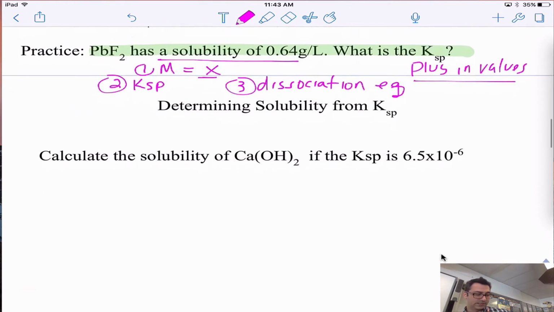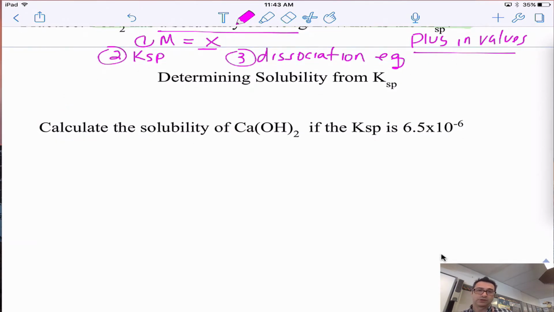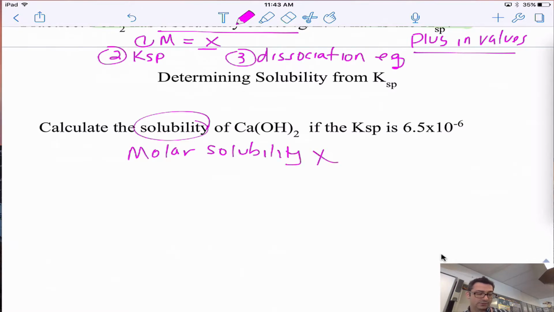Okay, determining solubility from Ksp. So now we're going the other way. We're given Ksp, and we're asked to find what the molar solubility is. And so when they say solubility, they're talking about something called molar solubility, and that would be your x value. So how do I go about doing this one? Well, I write out my formula for my reactant. I show that it forms the ions, and this one will form just like PbF2. You might want to use this as an example to write out Ca(OH)2, and this would be Ca plus 2 and 2 OH minus.